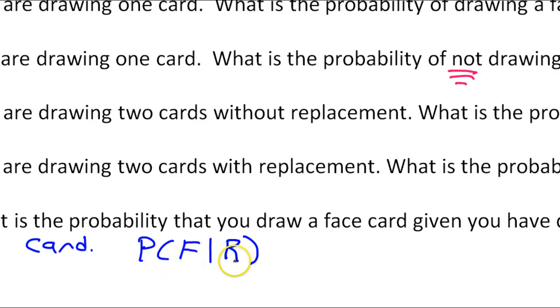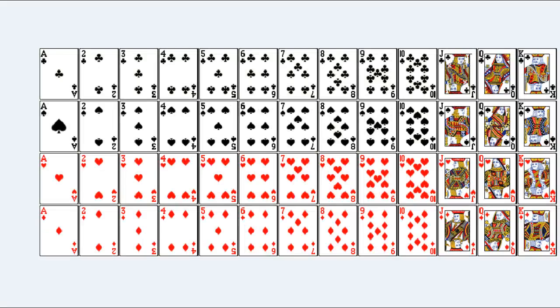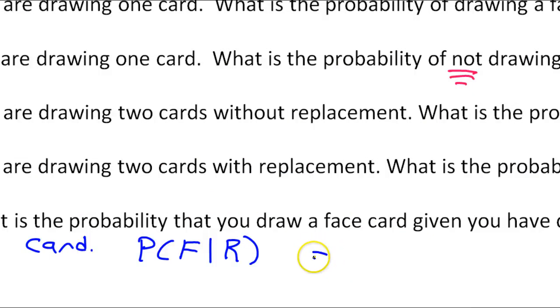So, given that it's a red card, alright, that means our universe is becoming smaller. Okay, if we're given that it's a red card, you can ignore the top half of this deck. So how many cards are in our smaller universe? 26. Only the red cards. Okay, so whatever calculations we're going to do next, instead of dividing by 52, it's only going to be out of 26 now, alright, because we're given that it's a red card.